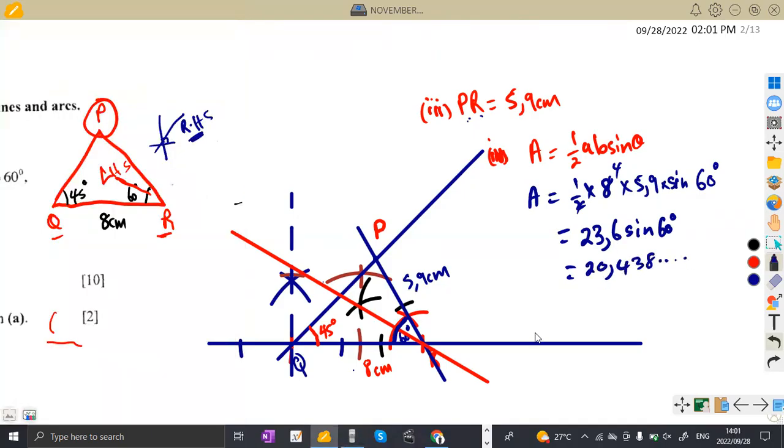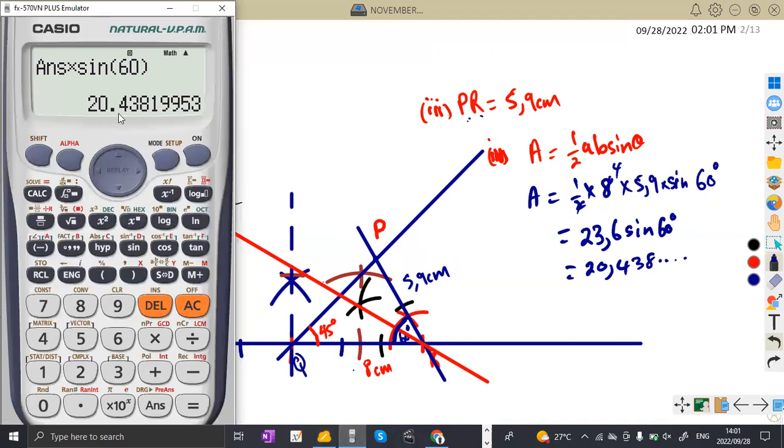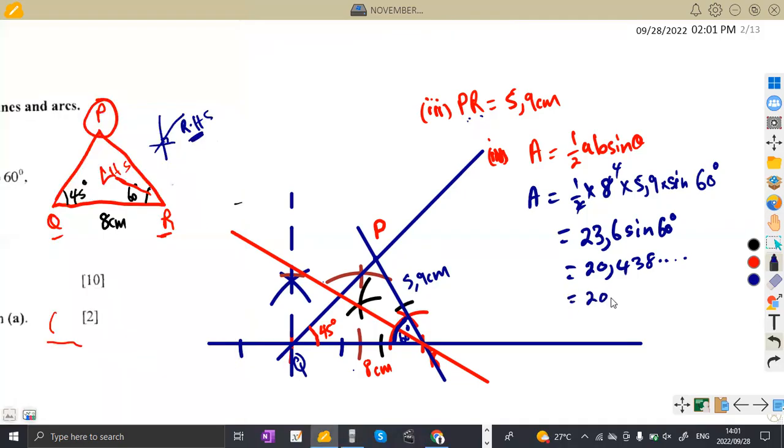20,438, something like that. To the last digit, you write everything. Then you can round off to 3 significant figures. That's 20,4. So it's going to remain as 20,4. So this will be 20,4 square centimeters. Remember, these are centimeters, so your area is going to be in square centimeters, just like that. All right, so that was the condition on this one.